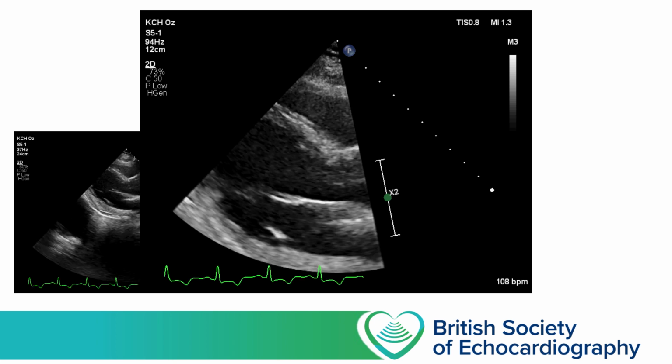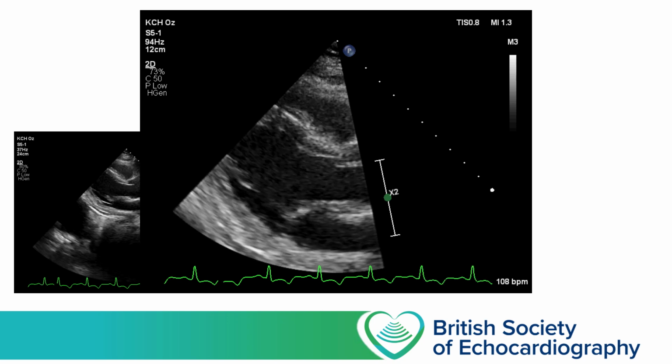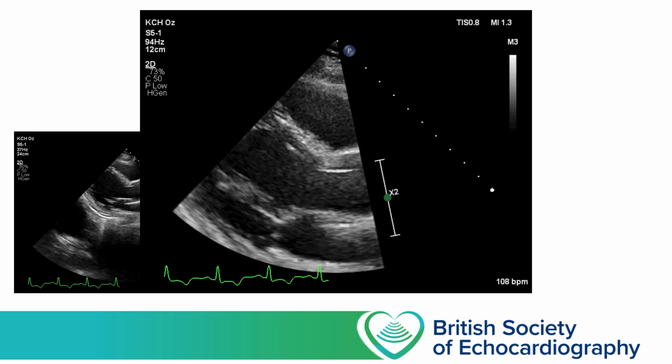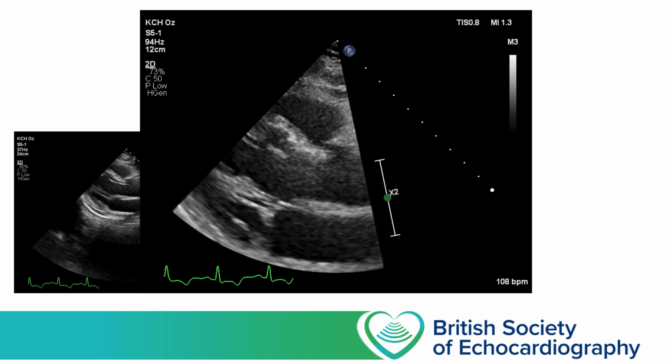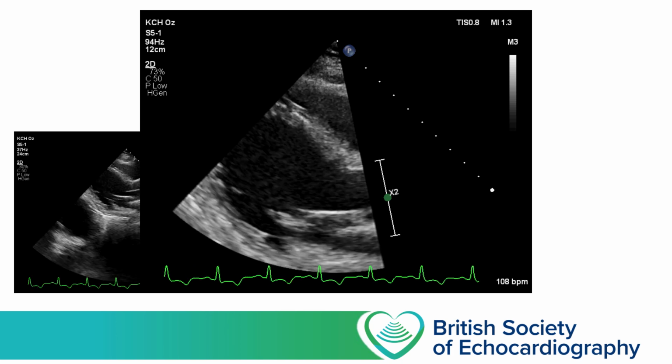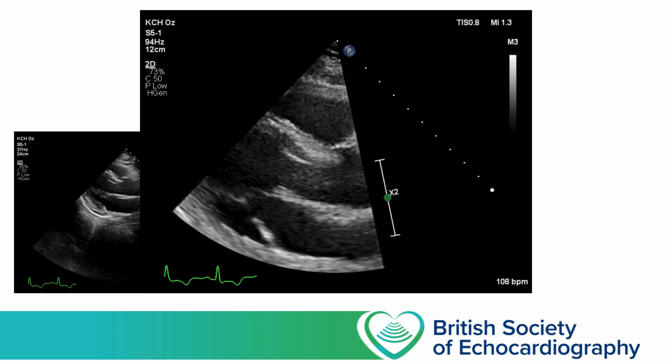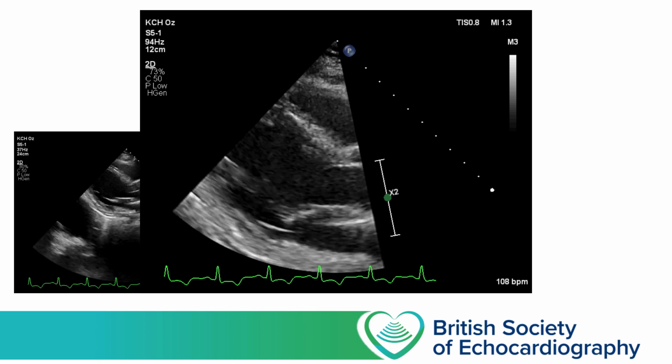But this view is inadequate because we're losing a lot of detail that's important to us. The aortic valve and the aortic root are disappearing out of the right hand side of the image, and we can barely see the posterior aspect of the left atrium. And there may well be a pericardial effusion that we're missing because we just haven't made our sector deep enough.